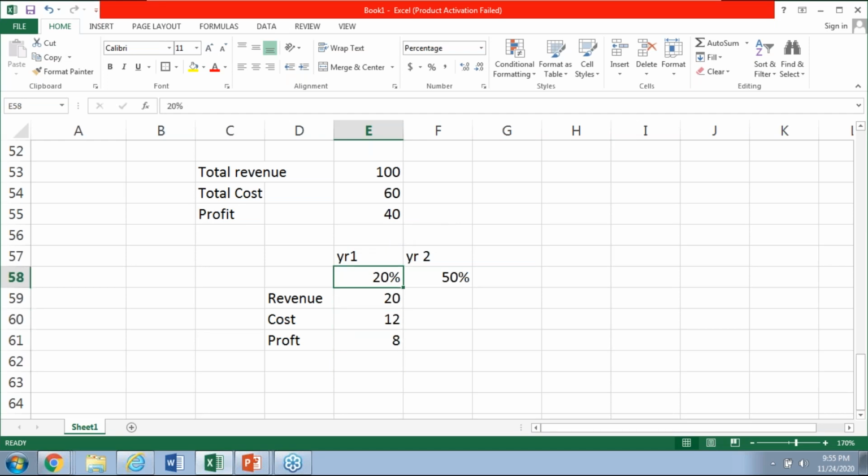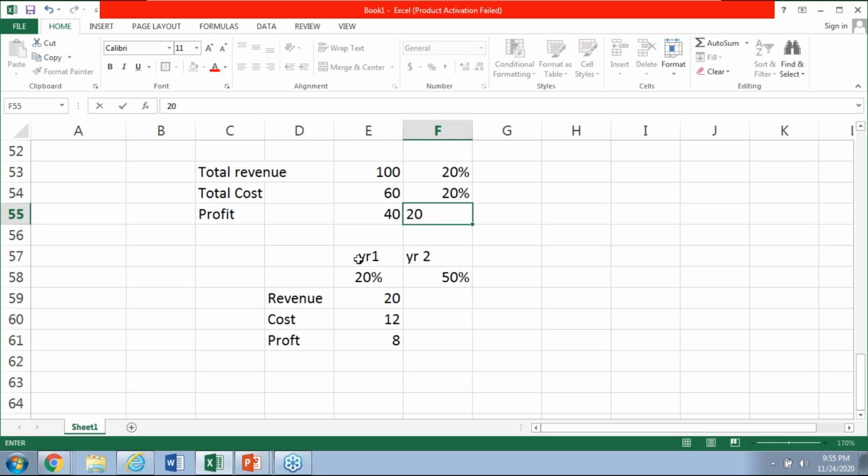Suppose in year one, we have calculated the percentage of 20%, means my contract is 20% completed. Then we can book 20% of the revenue for the first year, 20% of the cost, and 20% of the profit. This is what I have done.